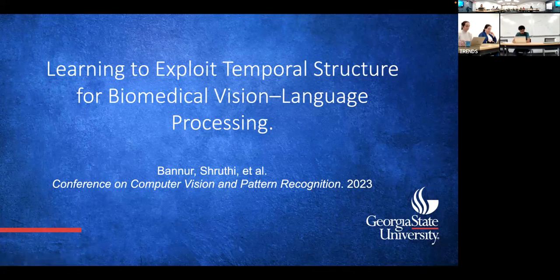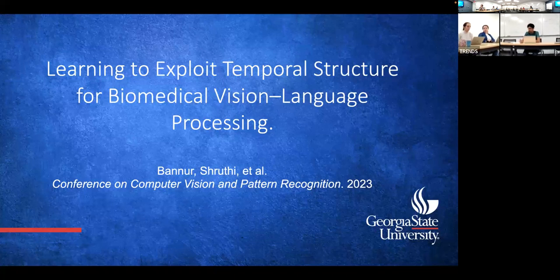Hello everyone. So the title of the paper I'm presenting today is Learning to Exploit Temporal Structure for Biomedical Vision-Language Processing. This paper is about vision-language processing, and it tries to capture temporal structure from multiple images during the pre-training phase in a self-supervised way. This paper was presented at the Conference on Computer Vision and Pattern Recognition 2023. The authors are Bannur et al.